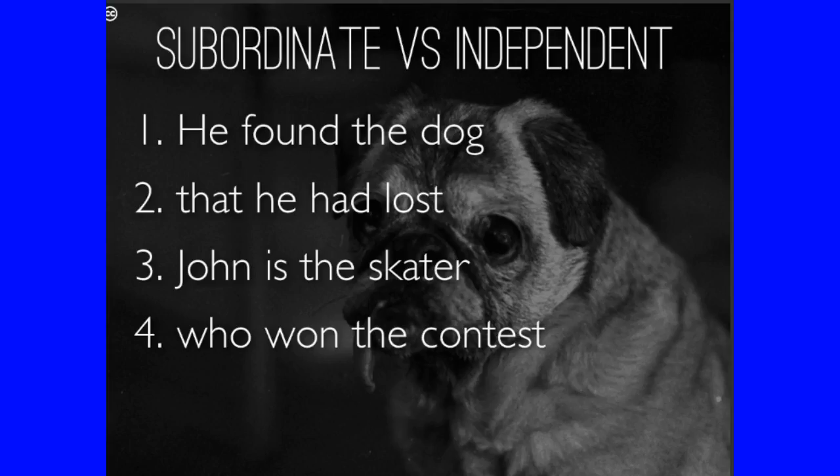Here are some examples. Here are 4 clauses. Number 1 and number 3 are independent clauses. They can stand alone as complete sentences. Clause number 2 and clause number 4, however, are subordinate. They do not make complete sentences and cannot stand alone. However, you can attach these subordinate clauses to the independent clauses to make complete sentences.